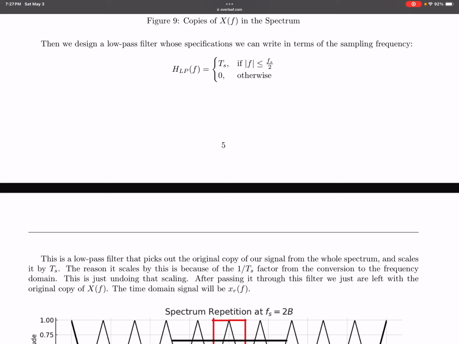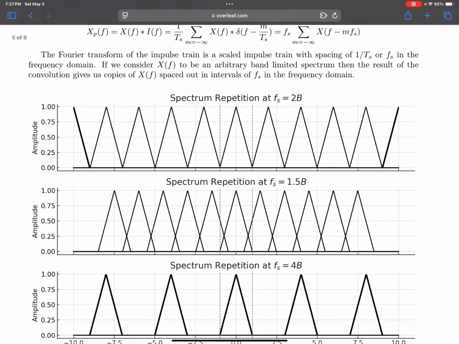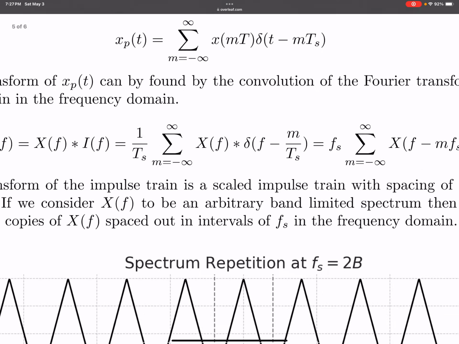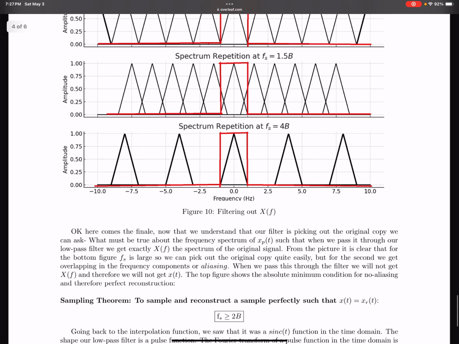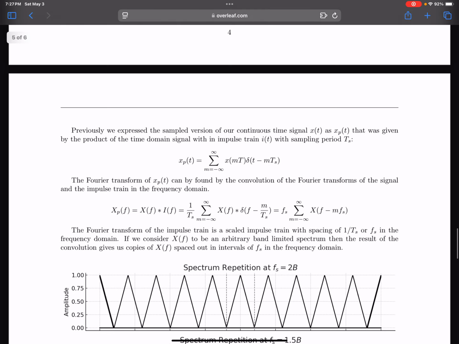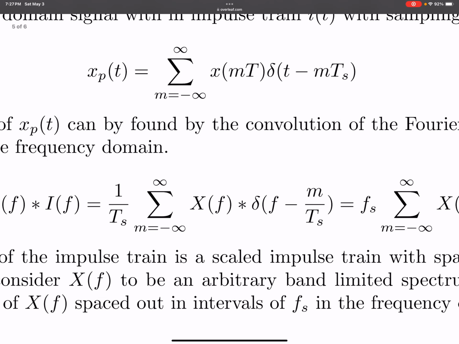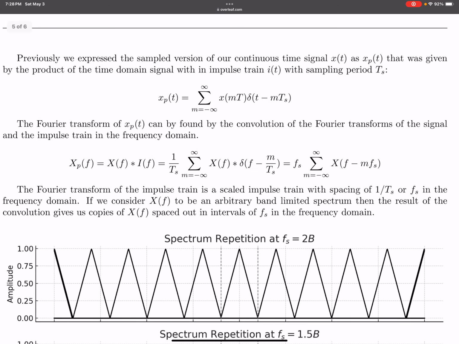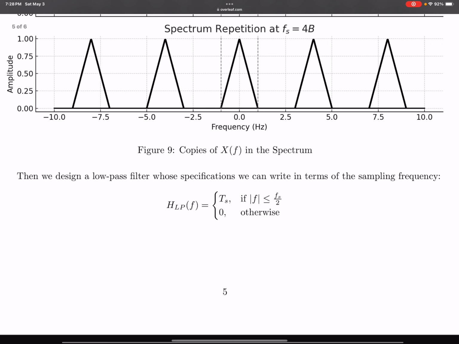So let's just slow down and see why we're scaling it by T_s. Notice that when we were talking about the convolution, we had this scaling factor of T_s. So basically that gain of our filter is simply just to cancel out this term and ensure that when it passes through our filter, the amplitude is just 1.